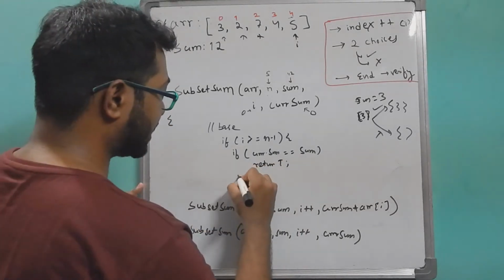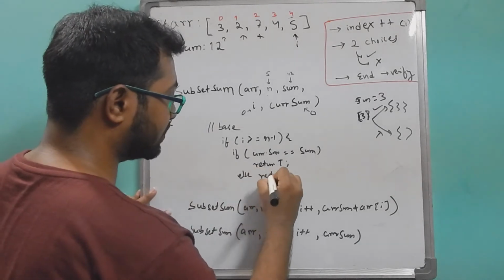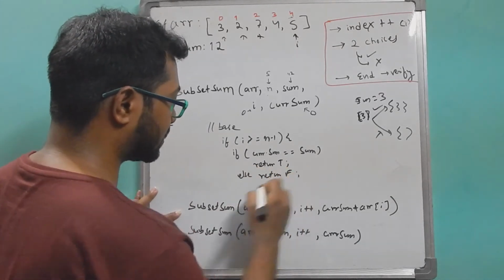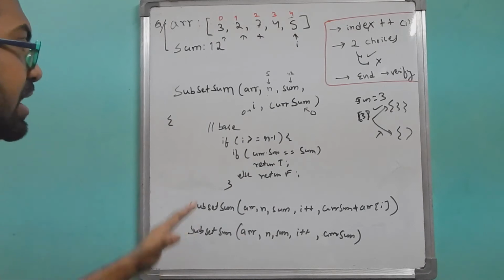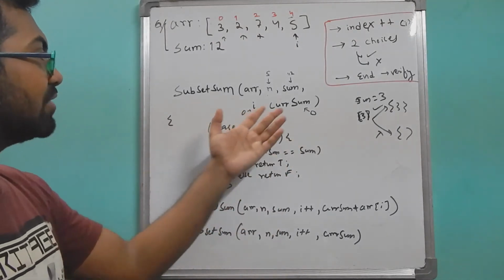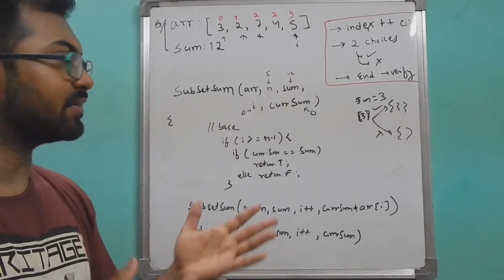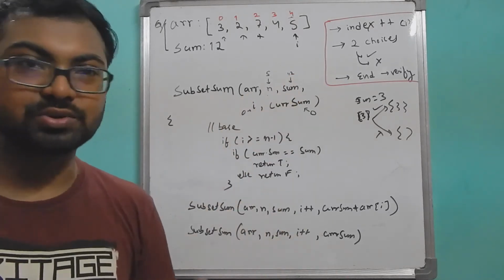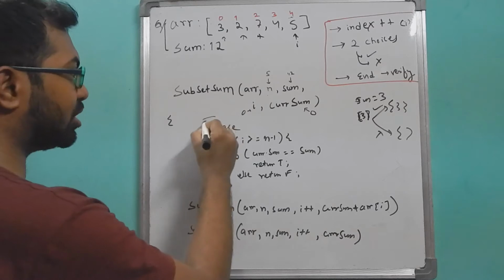If not, we can return false, and that should be it. Of course there are some base conditions where we have to see if sum is 0 or not. If it is 0, it is always true, and things like that, but I'm not boring you with all these things.